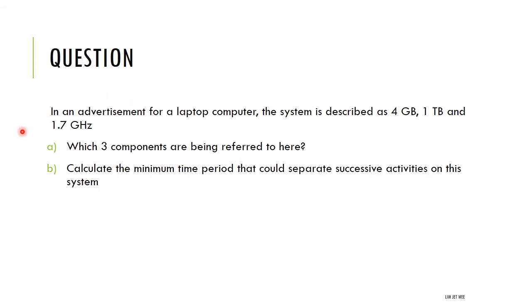So here is a question. It has two parts, but let's read the question first. In an advertisement for a laptop computer, the system is described as 4 GB, 1 TB, and 1.7 GHz, which is gigahertz. So part A, which three components are being referred to here? Quite direct, it is these three, the ones with numbers. Most students have no problem here.